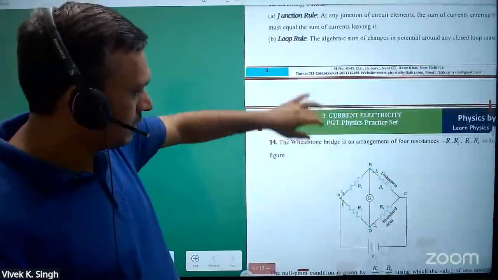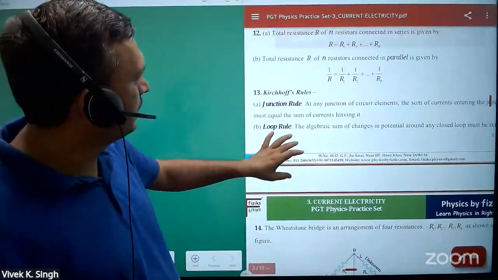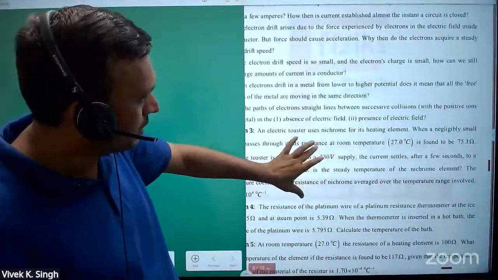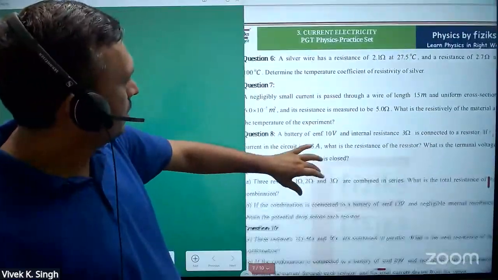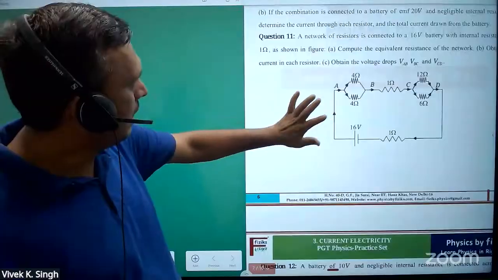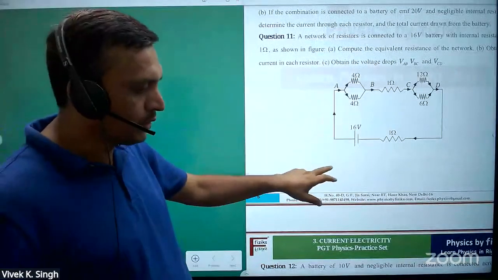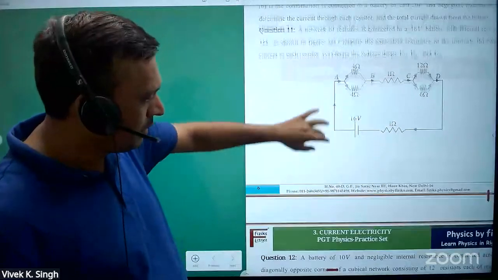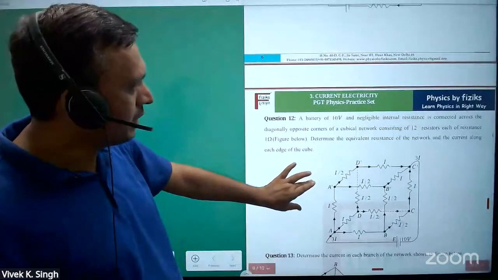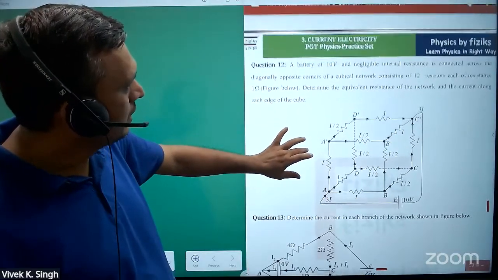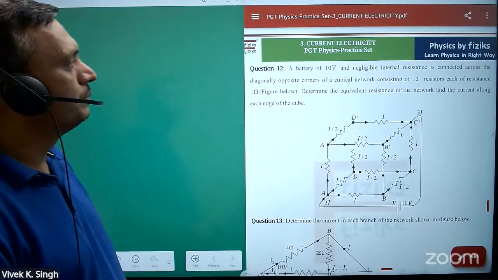Now, let's start with the question number. This is the summary part. Let's see the questions. I have given you this particular question to solve. It's easy, you can easily solve. Now let's start with question number 12.